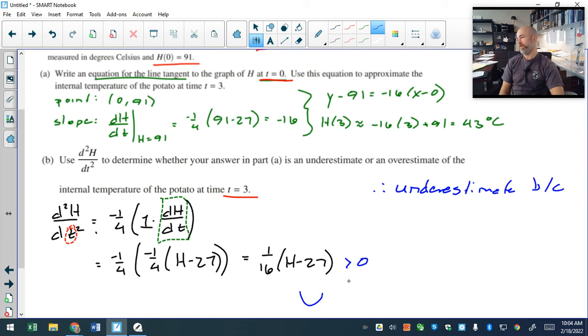Even though I've already said the second derivative is positive, this is probably good enough right here. I've found the second derivative, and I established that it is positive. I'm going to say again that the second derivative, d squared h over dt squared, is positive. And that would be your explanation. How do we feel?